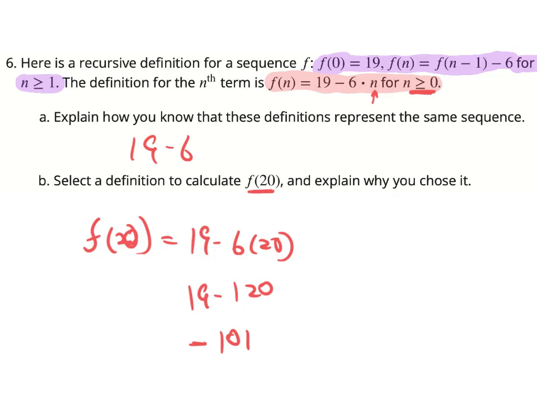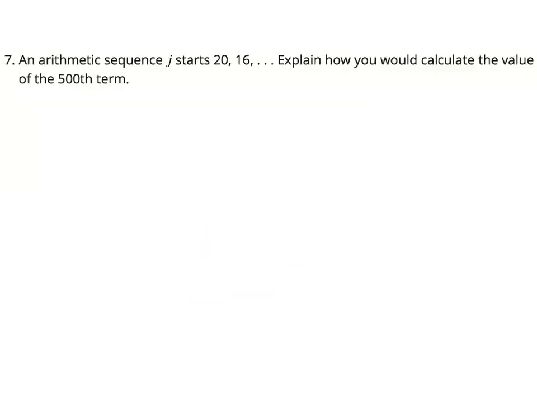Explicit terms are good for finding any term in the sequence quickly. Recursive definitions are good for finding the first numbers in a sequence. Okay, an arithmetic sequence, we see the word arithmetic, and we're going to write plus minus. Okay, goes from 20 to 16. I'm subtracting 4. I would use an nth term definition.